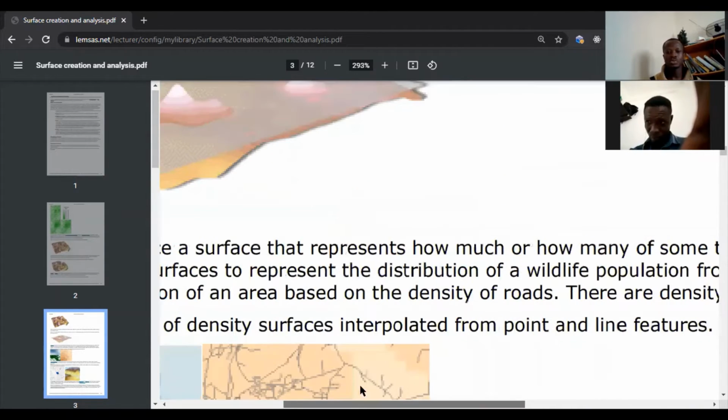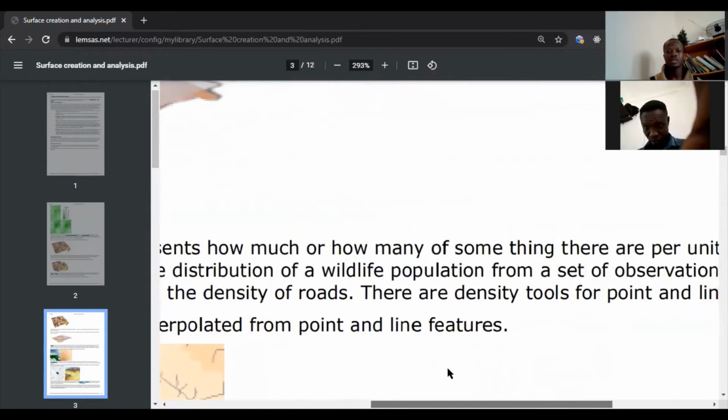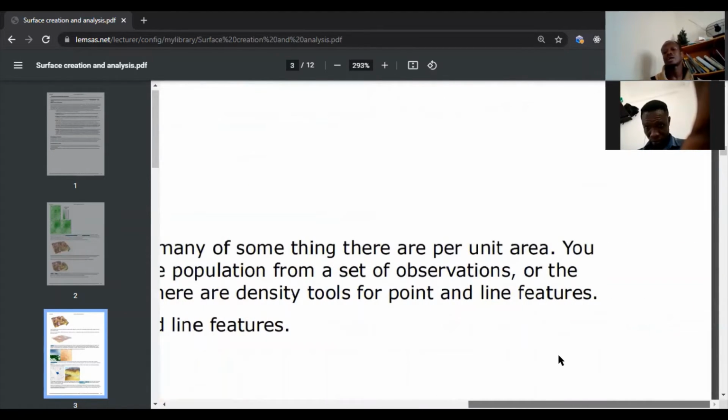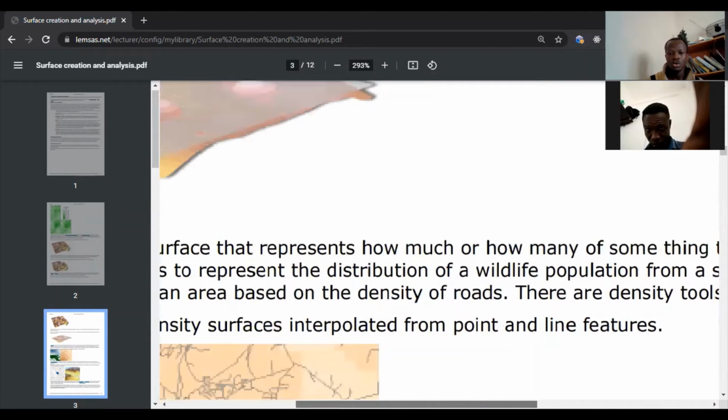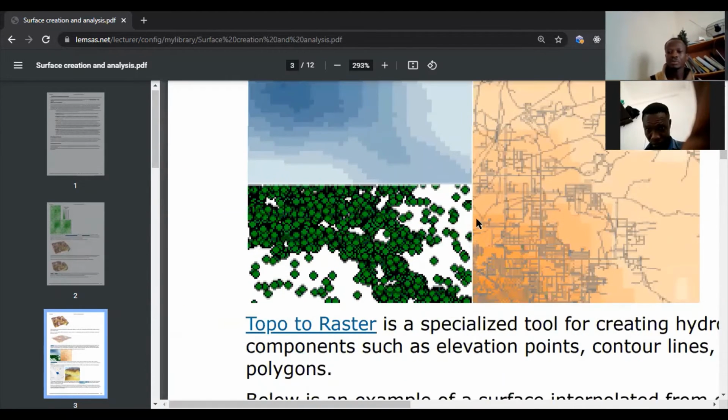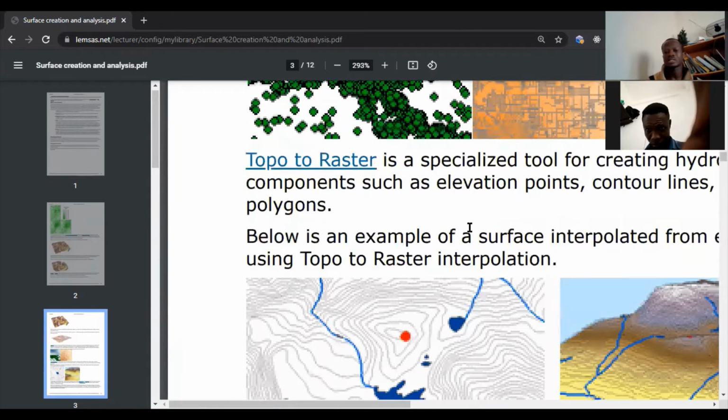So density tools in software can allow us to find how many of a certain thing there are per unit area. Density is always like that. You need to find how many you have within a certain area. The formula for density in physics, we don't want to go there. Think about it to help you. You can have examples, you can think outside the box.